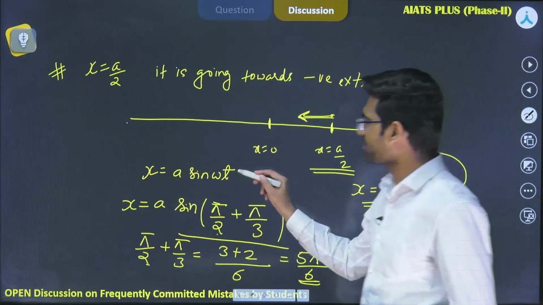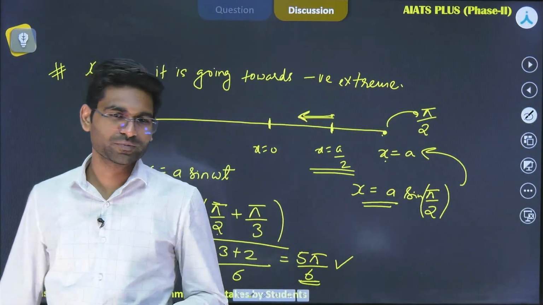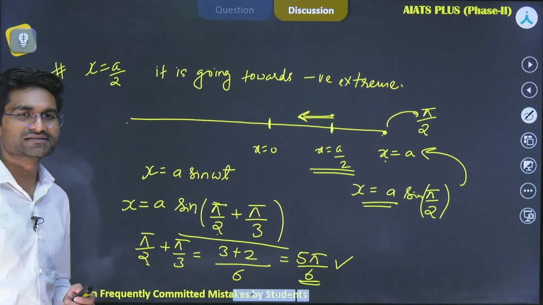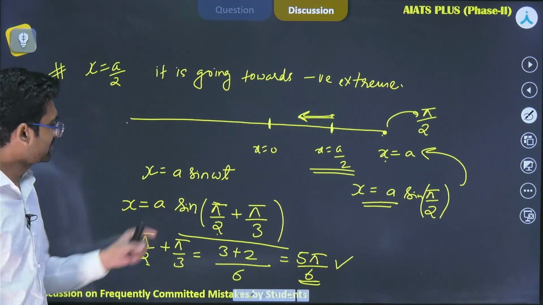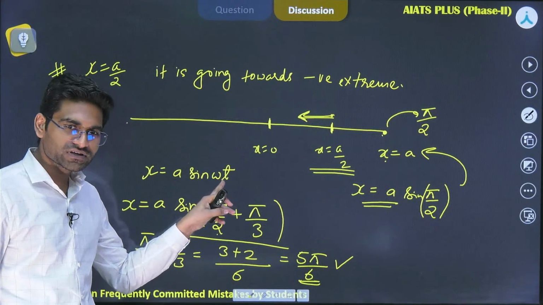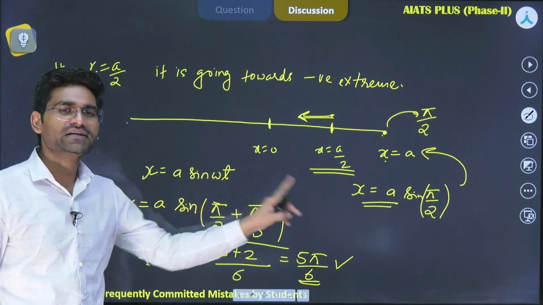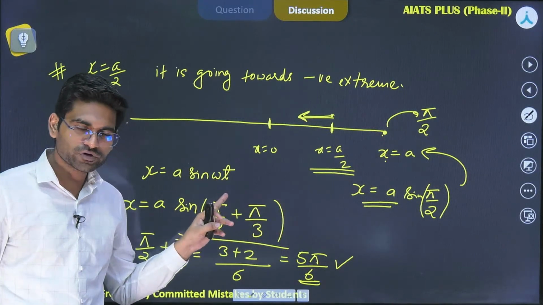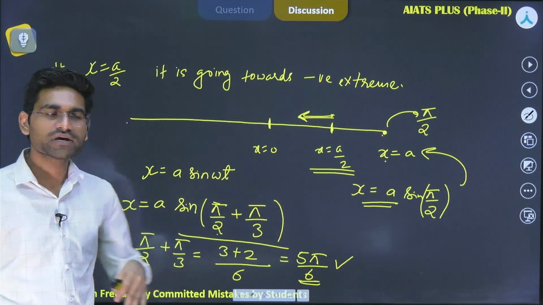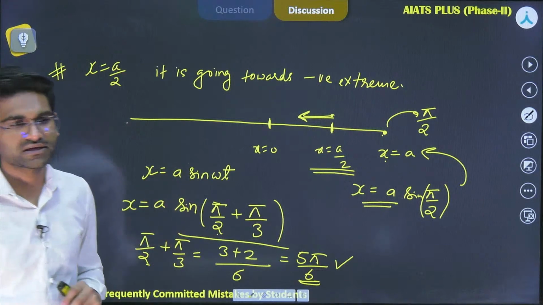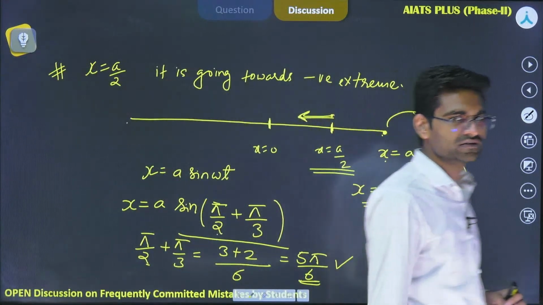Okay, write 3 pi by 4 in place of omega t. You will not get x is equal to a by 2. Sine 3 pi by 4 will become sine of pi by 2 plus pi by 4. Sine 90 plus theta will become cos pi by 4, and cos pi by 4 is equal to 1 by root 2. So you will get the answer as a by root 2, not a by 2. Okay.